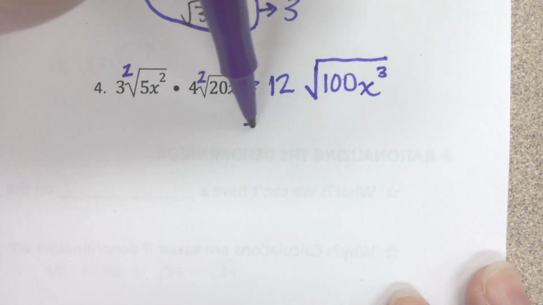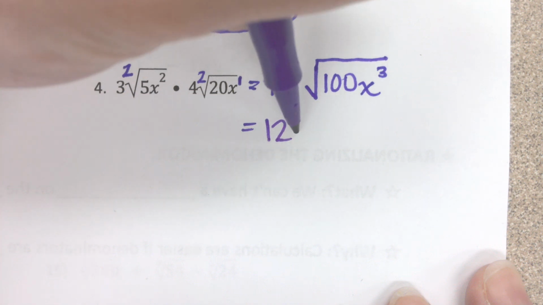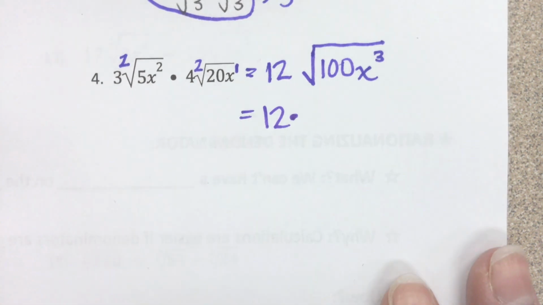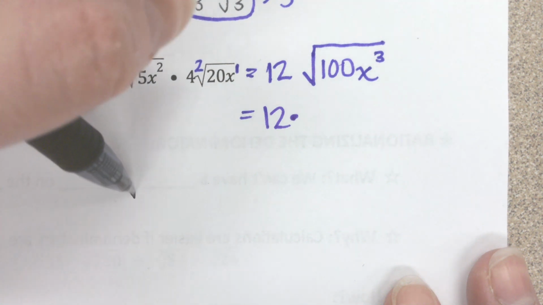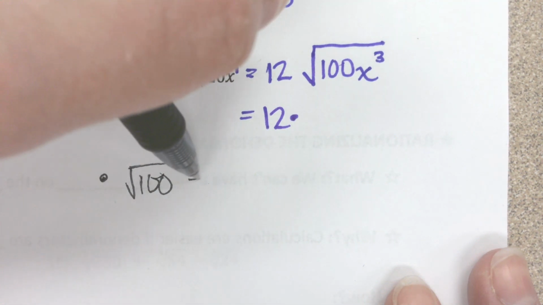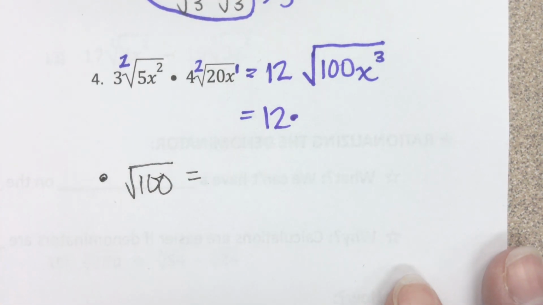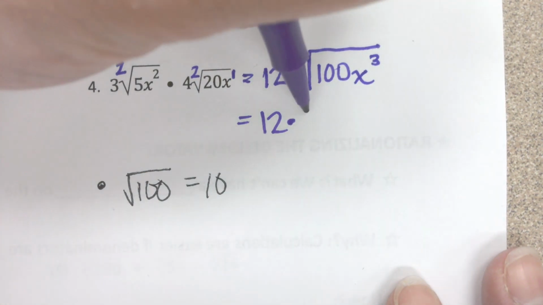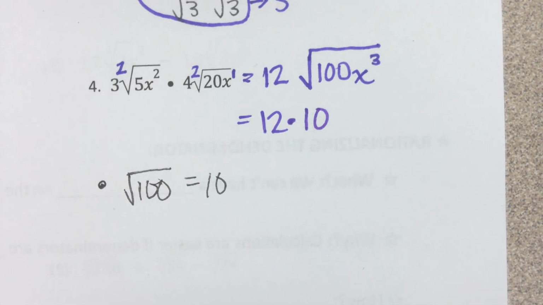From here, we have 12 times, let's break down the square root of 100. Hopefully you recognize quickly that that is a perfect square and it's equal to 10. So we have 12 times 10. If you don't notice it, break it down. You'll still get 10 if you do it correctly.